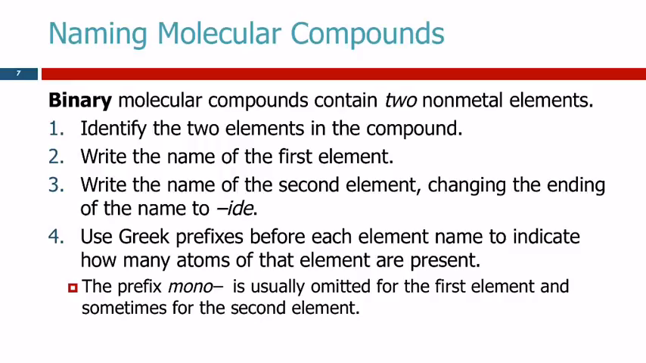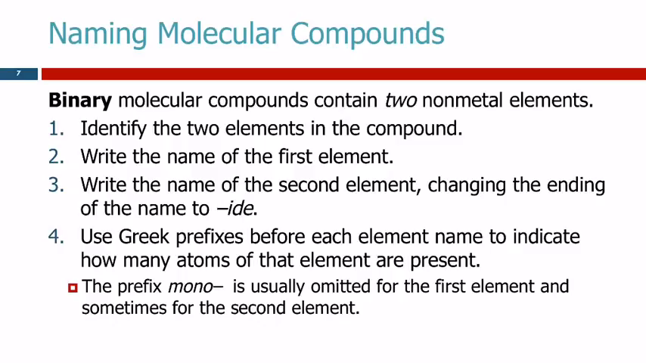Okay, so far so good. But we don't want this name to look like it's just a list of element names. We want to identify it as a compound. And so we take that second element and we change the ending of its name to "ide." So if it was nitrogen, it becomes nitride. If it was phosphorus, it becomes phosphide.